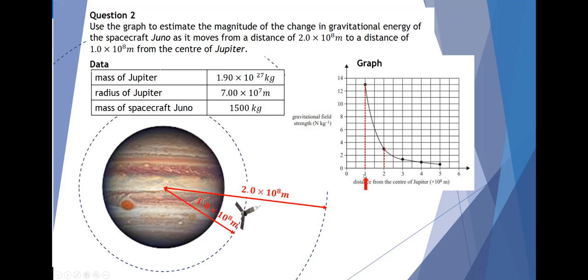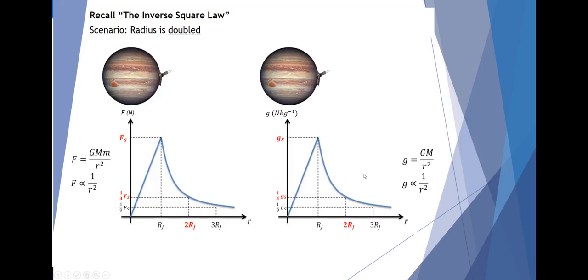A little bit of a quick recap. Okay, first of all, let's have a look at the inverse square law. We know that as a satellite is sitting here at the radius of Jupiter, if we allow that to move out to double the radius, what we find is the force on the surface is now only 1/4 of what it originally was.